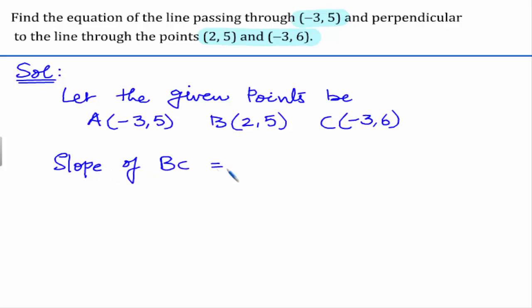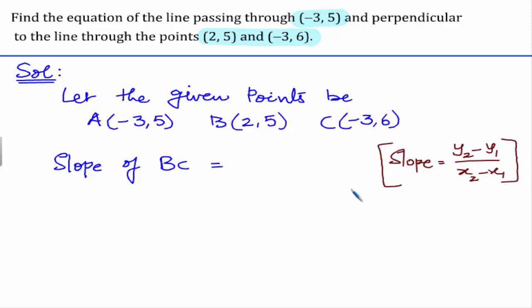We know the formula for slope is (y2 minus y1) by (x2 minus x1). So using this slope formula, I will find out the slope of BC. That is (6 minus 5) by (minus 3 minus 2), which gives minus 1 by 5.